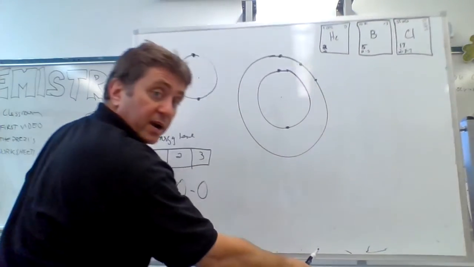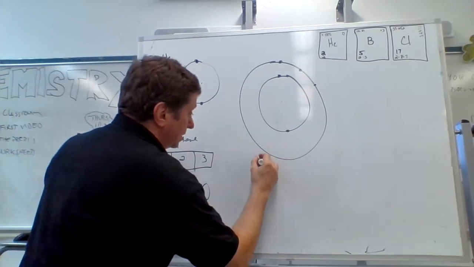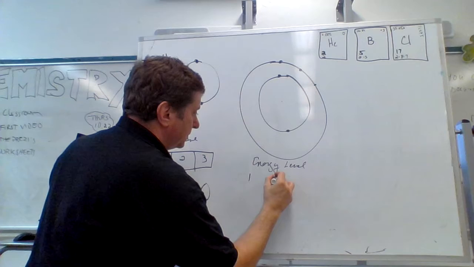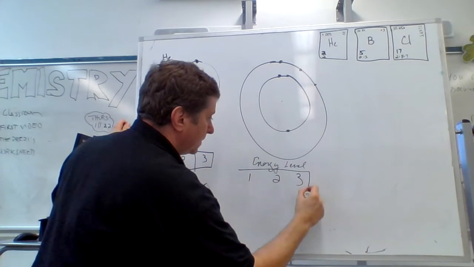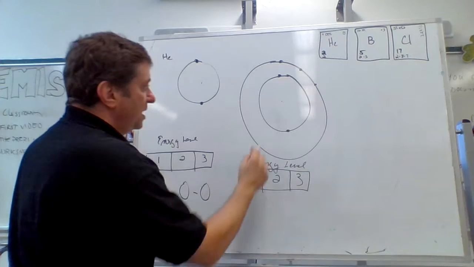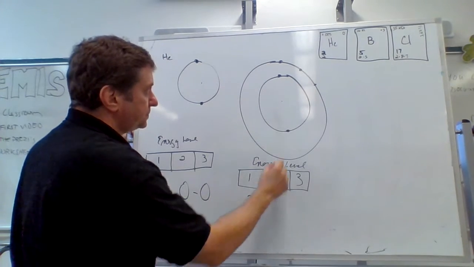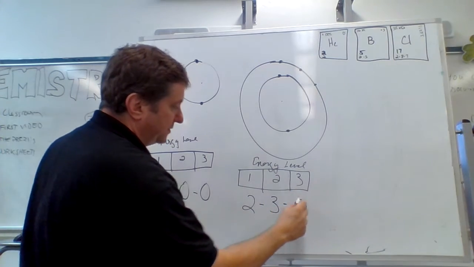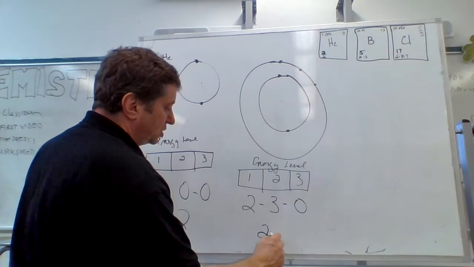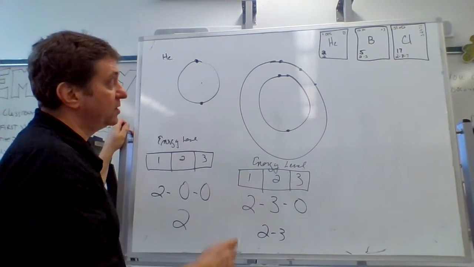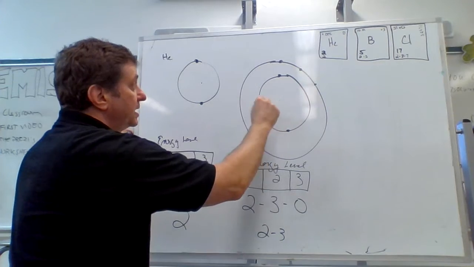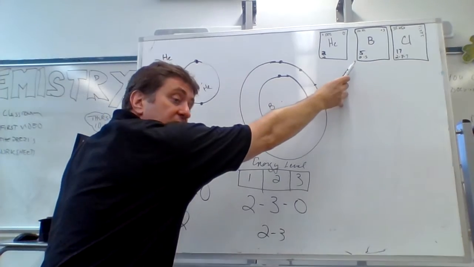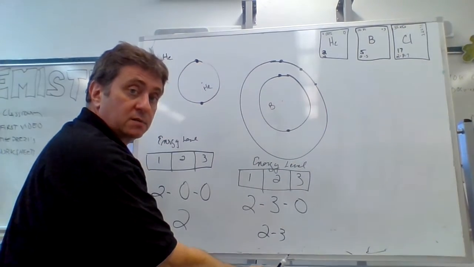So let's draw our convention for how else to write that. A little chart, energy level 1, 2, 3. 2 in energy level 1. 1, 2, 3 in energy level 2. And we'll leave off the 0 in energy level 3. So 2-3 is the electron configuration for boron. Let's put a B here. Let's put an HE here. And that fits. We see 2-3 as the electron configuration for boron.